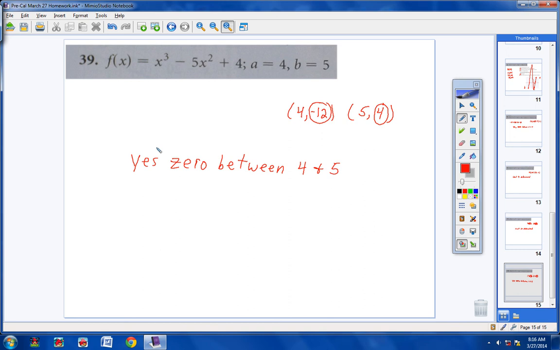Now, where is that 0? I don't know. It might be 4.1, it might be 4.2, it might be 4.5, I don't know. But a 0 does exist between 4 and 5. Okay? So there we go. That's all you do with the intermediate value theorem is you substitute two x values in, and then you compare the y values to see if there was a sign change.